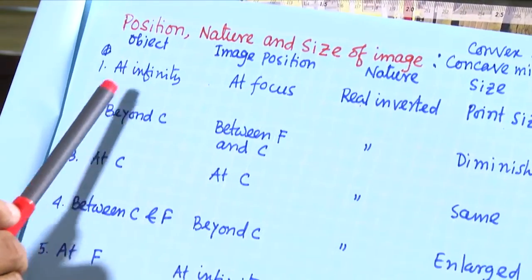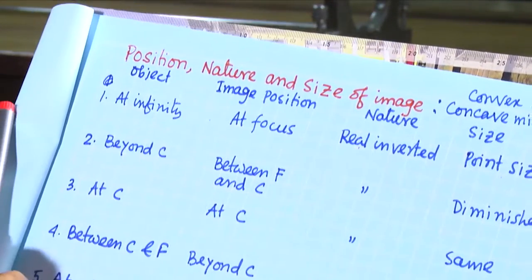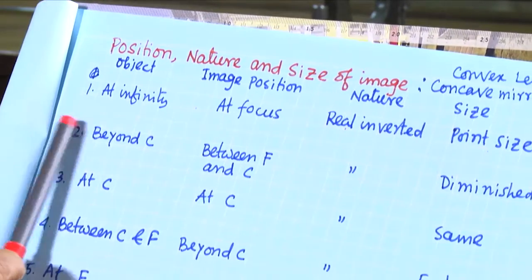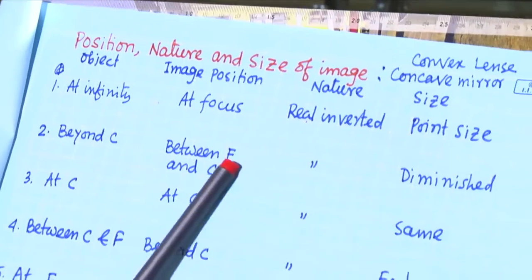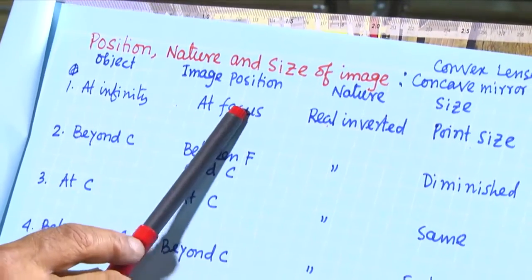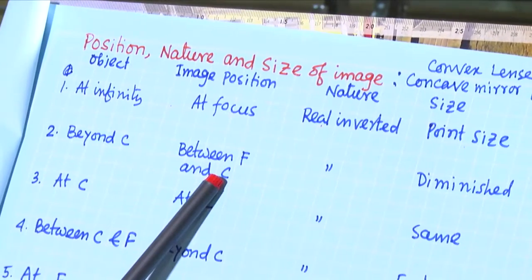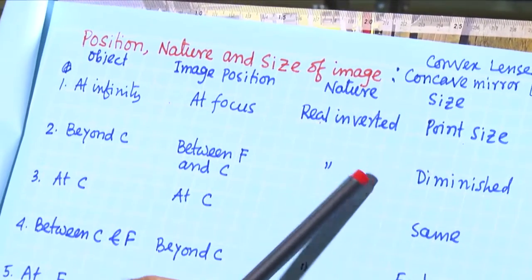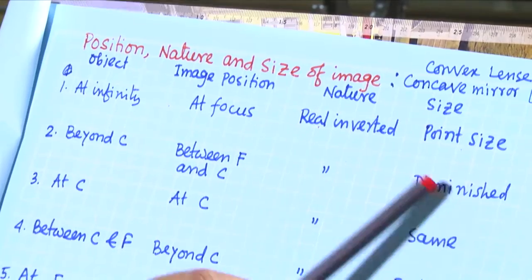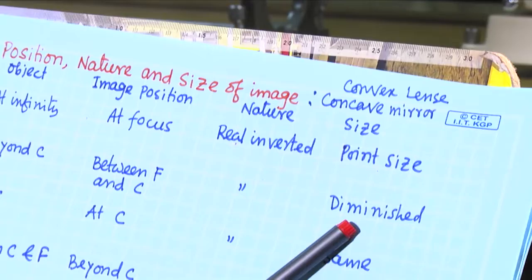If you put the object beyond C, meaning the distance is greater than CP, okay, then you will get the image between F and C, and it will be a real inverted image, and it will be smaller in size than the object, okay. So that is why we have written diminished.